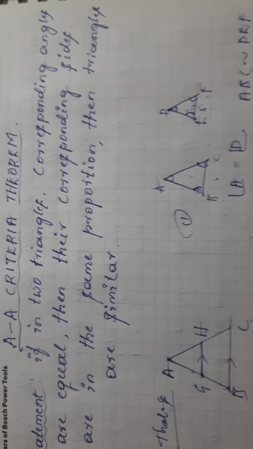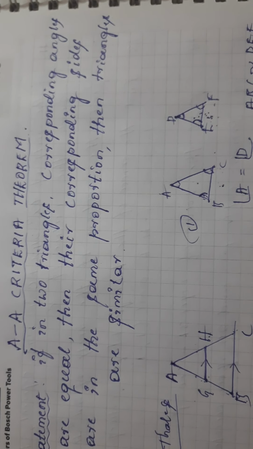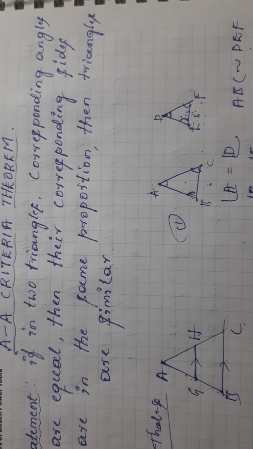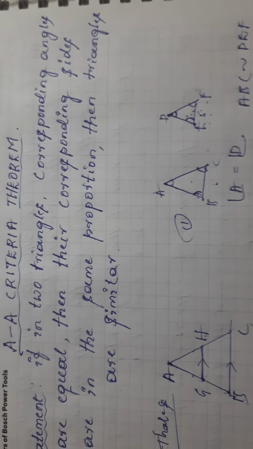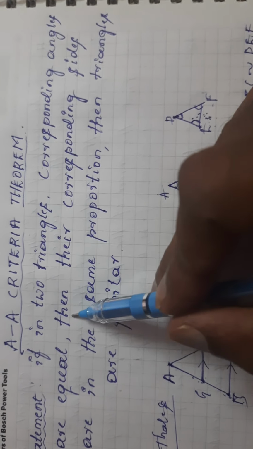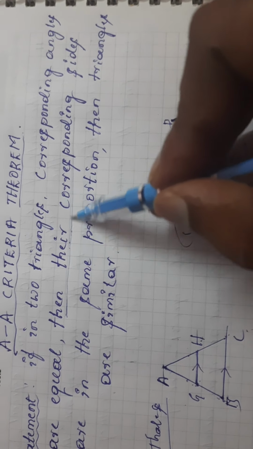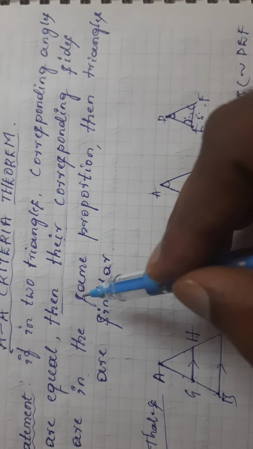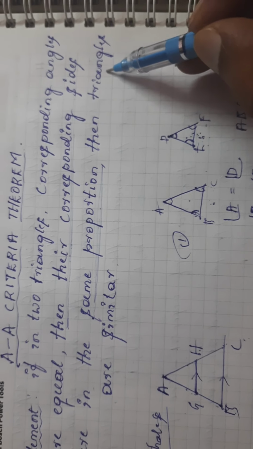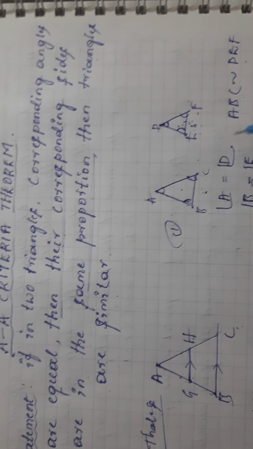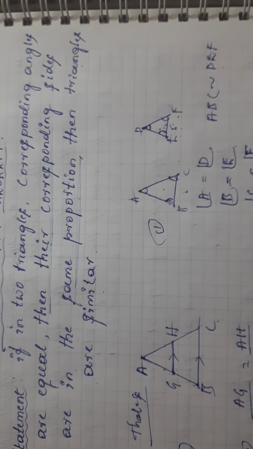Given that the corresponding angles of those two triangles are already equal, what about the sides? Then their corresponding sides are in the same proportion. We have to prove that. In the statement, the second portion, we have to prove this: then their corresponding sides are in the same proportion. We need to prove this one. Then their triangles are similar. We already studied that.